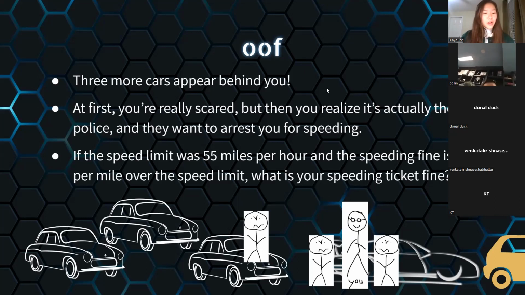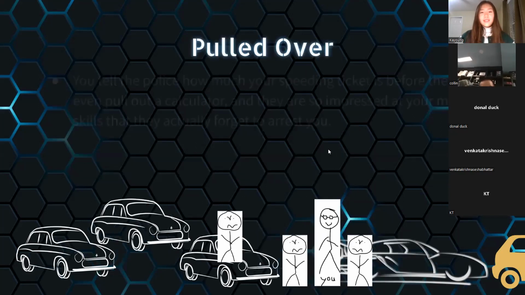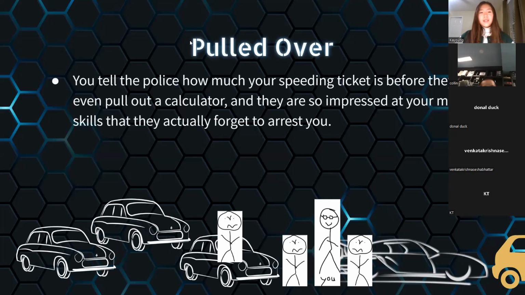I don't know about you, but I'm not that rich, so I would be completely in debt if I had to pay $525. I have like no money at all. I'm so sad. Anyways, so you tell the police how much your speeding ticket is before they can even pull out a calculator. So they're so impressed at your math that they actually forget to arrest you.